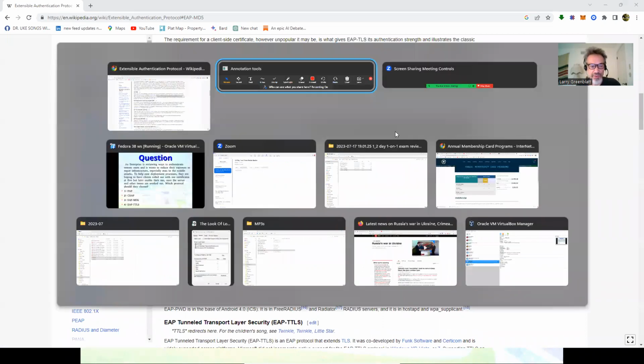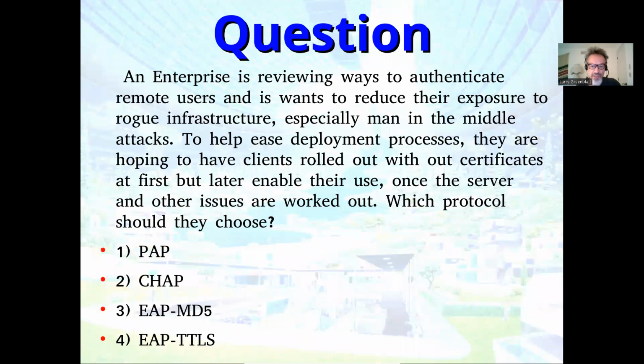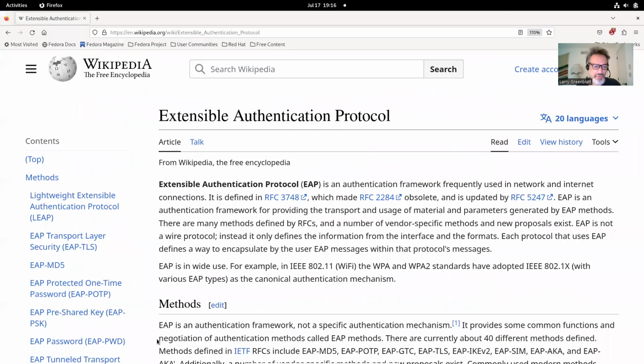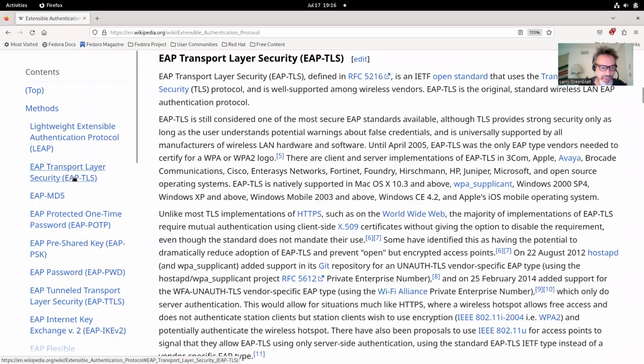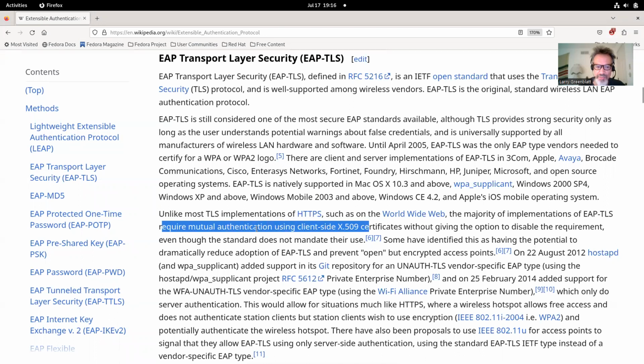So what's this other one here? EAP-TTLS. EAP-TLS, I remember that one. EAP-TLS uses certificates, including client certificates, which are required. So that's probably the strongest way you could do it. But if you've ever tried to roll out certificates, it's not easy. I don't know too many people who have ever made this work.